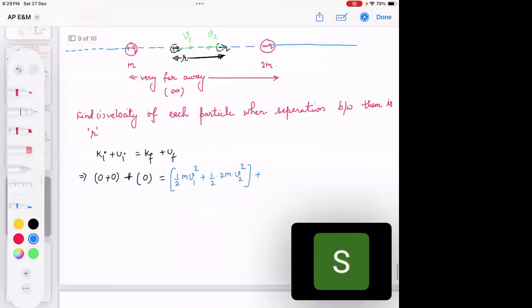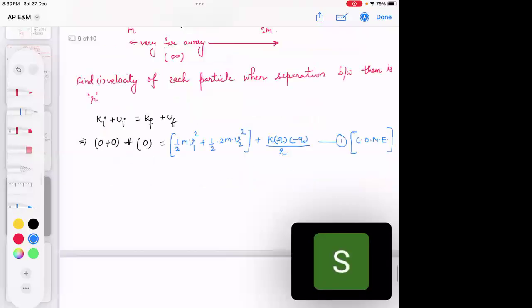Can you tell me what will be their potential energy? k, Q1 is plus Q, Q2 is minus Q, and the distance between them is r at this moment, right? So this is the first equation. We call this conservation of mechanical energy, short form COME. This is what we have applied in the first equation. Let's simplify this equation a little bit further.